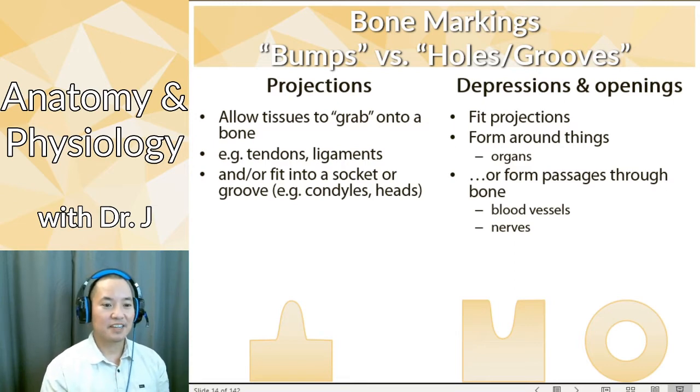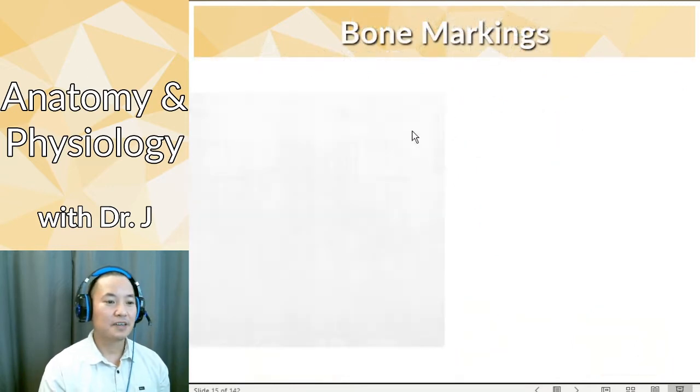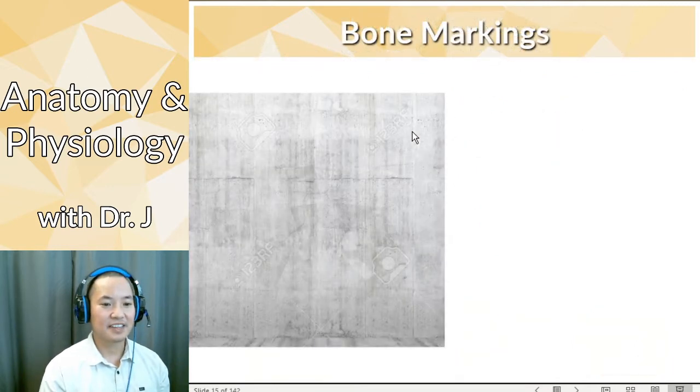So this is why I like to think of those as two categories. They're not official categories, but when I first was learning bone markings, this is how I organized it in my brain. Or even air. We're going to cover an example of that as well. So with bone markings, it's not just about the type of projections, but also the texture of the bone.